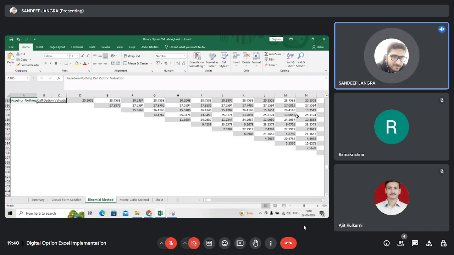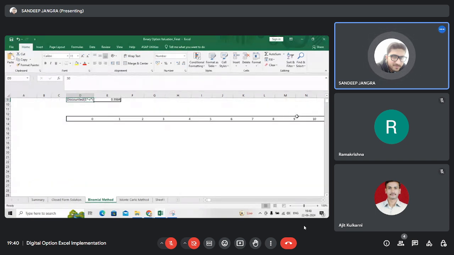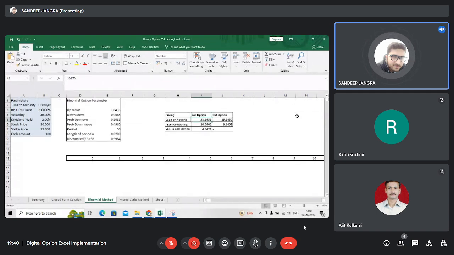Now we see the summary of the values our methods calculated. Our call option value for cash-or-nothing is $53, put option value $39, asset-or-nothing $20, and this is $9. You observe the large difference because of the different nature of the options. In cash-or-nothing you receive a fixed amount, and in asset-or-nothing you receive the value of the stock. And this is the plain vanilla call option that we are calculating here. The process is the same for all options.